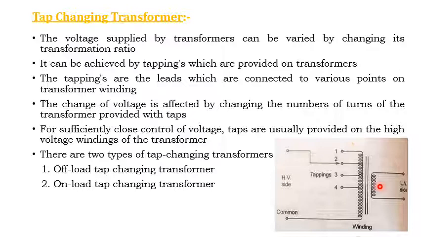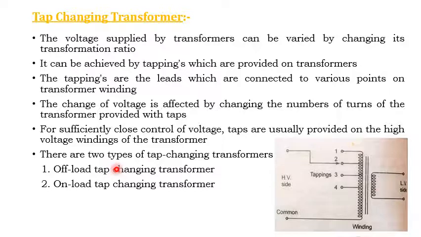And one more reason is that the connection is easier for providing the tappings on the high voltage side, because, as you know, for the requirement of insulation, the low voltage winding is placed near the core, while the high voltage winding is placed outside the low voltage winding. Practically, it is easier and simpler to provide tappings on the high voltage winding. These are the main reasons which ensure why tappings are on the high voltage side.